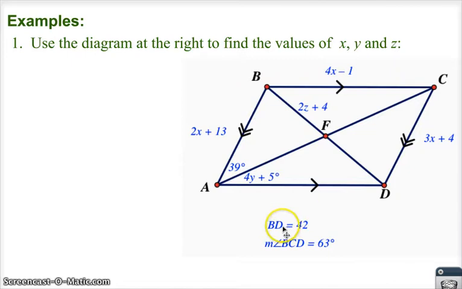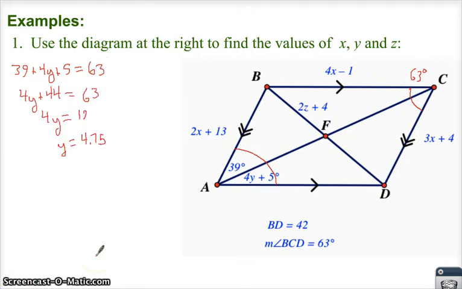All right, BD is supposed to be 42, and BCD is supposed to be 63. Oh, BCD, this whole thing is 63. Okay, if that's 63, then I know this whole thing is 63. Let's just write that out then. 39 plus 4y plus 5 is 63 because opposite angles are congruent. So doing some algebra magic, I can solve that. Yeah, that turns out to be a yucky one.